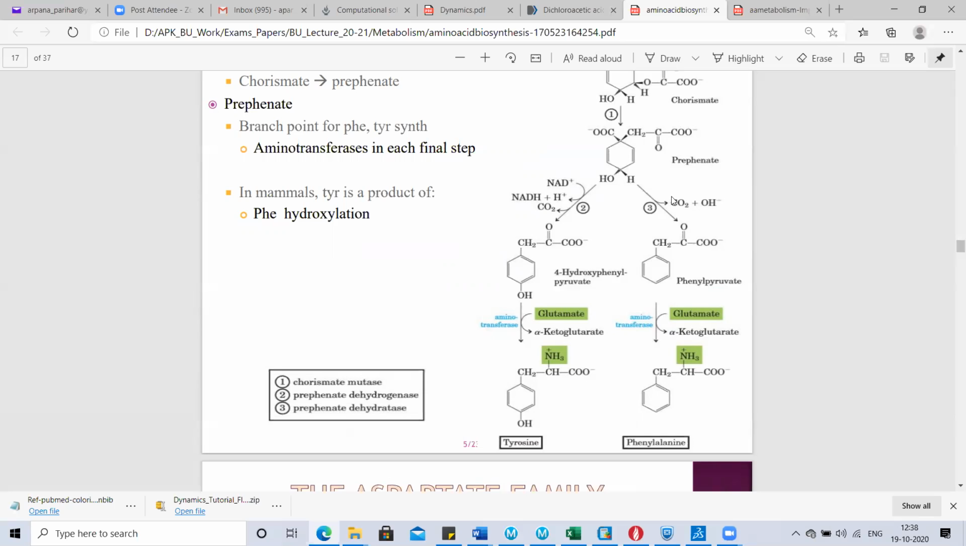And in the parallel reaction, this prephenate in the presence of a dehydratase enzyme, which removes one CO2 and hydroxyl group, produces phenyl pyruvate. This phenyl pyruvate interacts with glutamate and produces phenylalanine. So this is the overall biosynthesis of tyrosine and phenylalanine from chorismate.